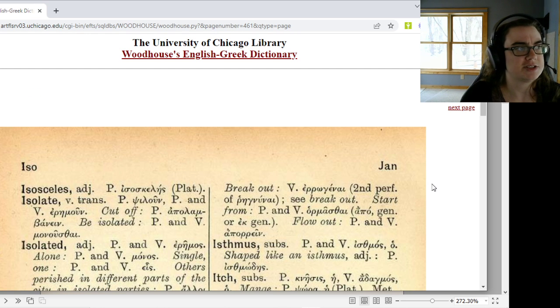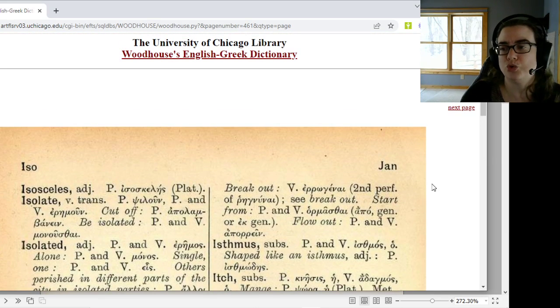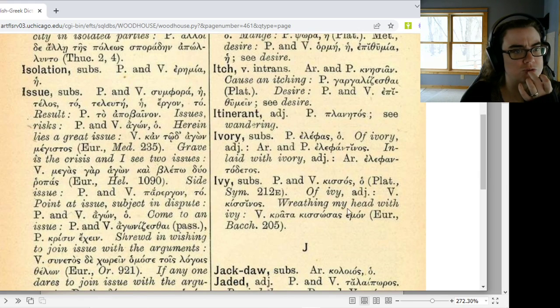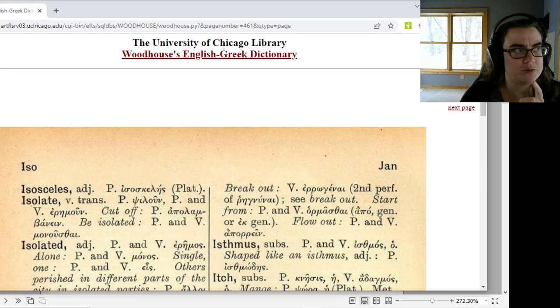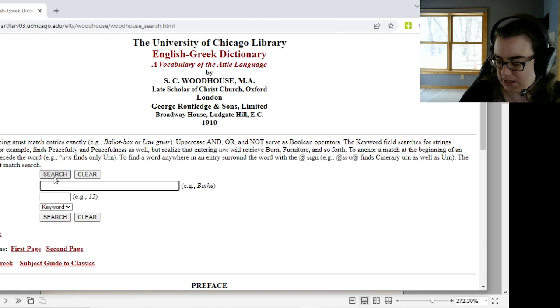So then it just takes me to this page that has been scanned of the dictionary, and it is an English to Greek dictionary. So ivy is kisos, so I was wrong. It is something purple. So it is going to be... What is the purple flower?